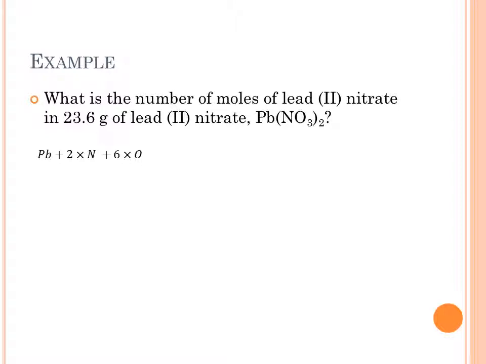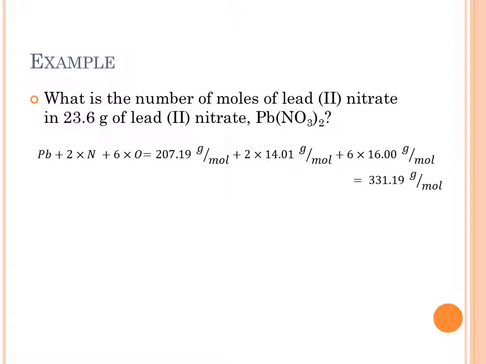So we'll have a mass of a lead plus 2 times the mass of a nitrogen plus 6 times the mass of an oxygen. So 207.19 grams per mole plus 2 times 14.01 grams per mole plus 6 times 16.00 grams per mole. And we find that lead II nitrate has a molar mass of 331.19 grams per mole.